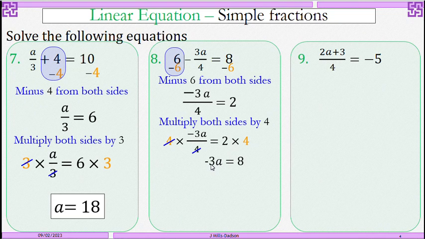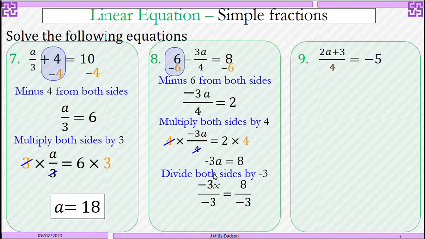Negative 3a means negative 3 times a. And to get rid of times by negative 3 is to divide both sides by negative 3. Negative 3 divided by negative 3 could be crossed out because it becomes 1. So a is equal to 8 over negative 3. And positive divided by negative is negative. So the answer is simply a is equal to negative 8 over 3.